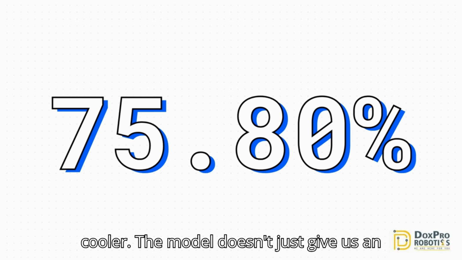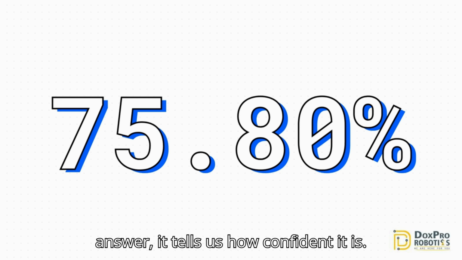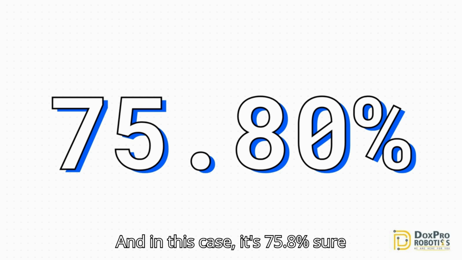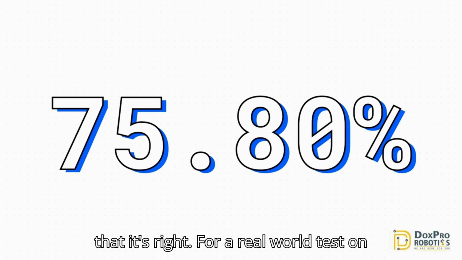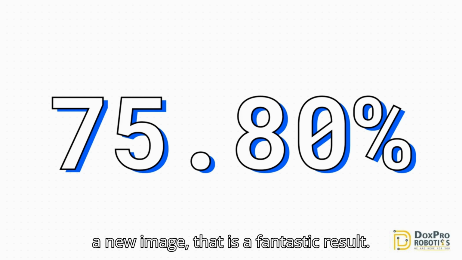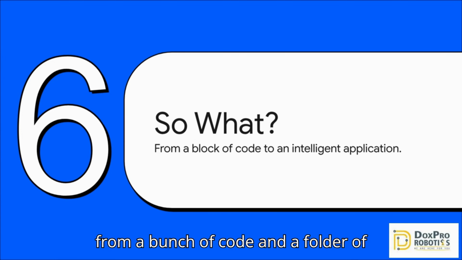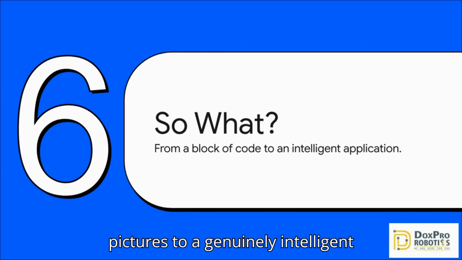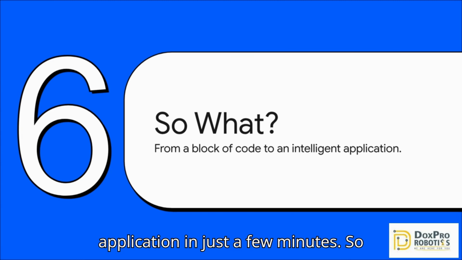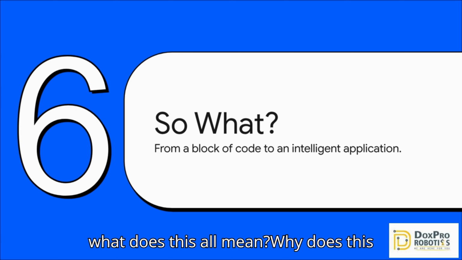But it gets even cooler. The model doesn't just give us an answer. It tells us how confident it is. And in this case, it's 75.8% sure that it's right. For a real-world test on a new image, that is a fantastic result. So let's just pause for a second. We went from a bunch of code and a folder of pictures to a genuinely intelligent application in just a few minutes. So, what does this all mean?